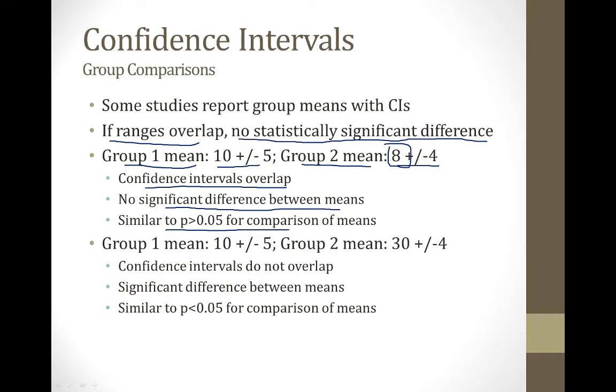So just to finish our example, imagine for a second case that group 1 had a mean of 10 plus or minus 5 and group 2 had a mean of 30 plus or minus 4. Well, you can see that 10 plus or minus 5 does not come anywhere near 30 plus or minus 4. These two intervals do not overlap. This means that there's a significant difference between the means, and this is similar to p being less than 0.05 for a comparison of means. And that concludes our module on tests of significance.